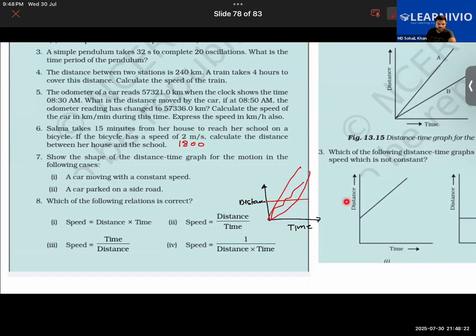Sir, I have written y-axis and x-axis. No, you have to show the shape of the distance time graph. So on the y-axis, you will write down distance. On the x-axis, you are supposed to write down time. Without this, it will be incomplete and marks will be deducted if such a question is asked in the exam.